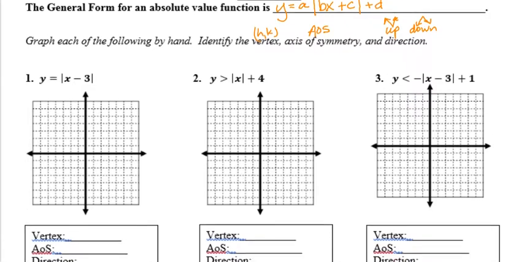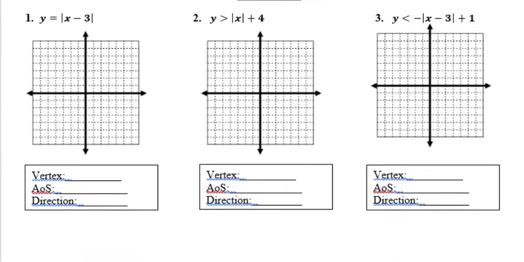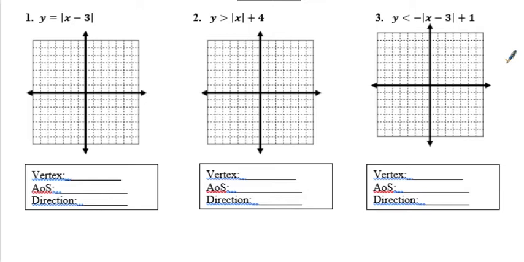So let's identify all of that for these problems. Let's graph them first. Where is the vertex for number 1? Well, we know how to pull that off. If we see something like this, we pull that off as the HK, right? The H is 3, and the K is this invisible plus 0 on the outside. So a 3, 0 is the vertex for this.